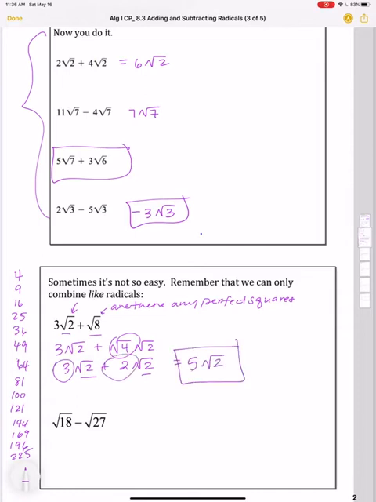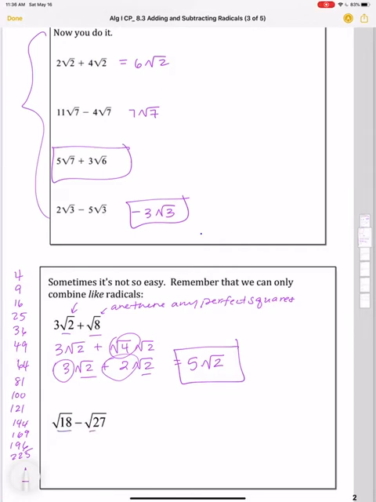So now's where we've done the simple part, where if they're the same, you can add the coefficients. If they're not, you can't. But then you've got to check to see if you can reduce them. So we're combining what we did last time with adding now.